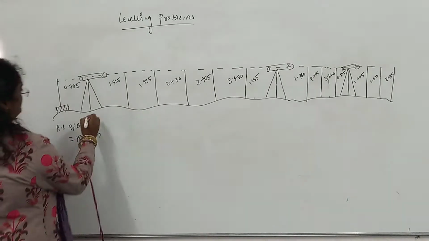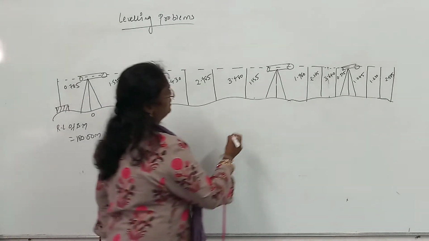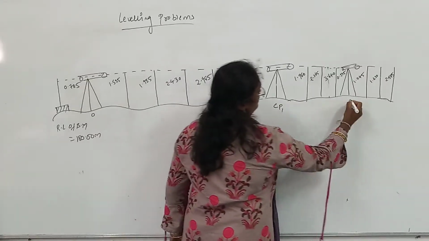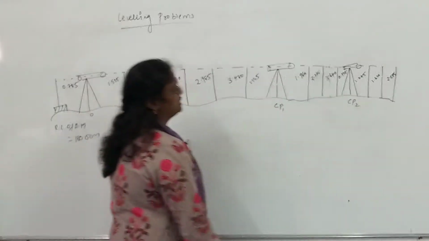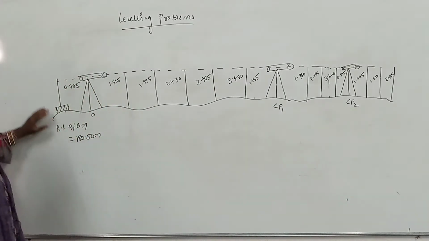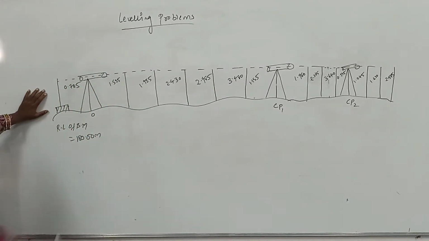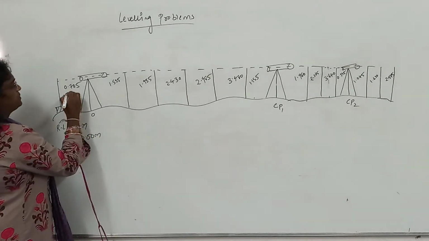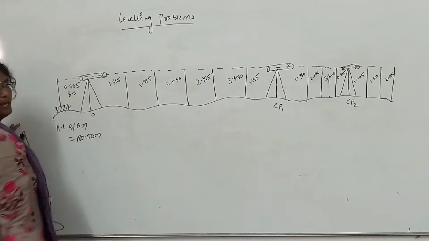I have constructed the figure here. How will you be getting the values in the field? He has given the RL of benchmark. This is the first reference point which you will be getting. The first value, whichever you take on the reference point, will become your backside.